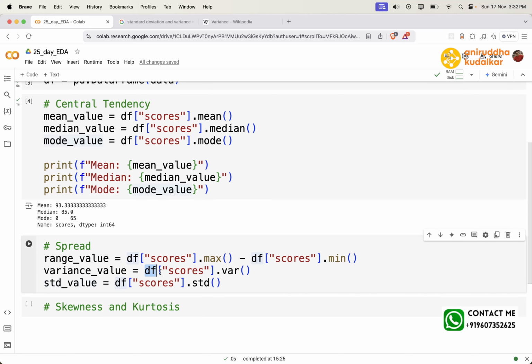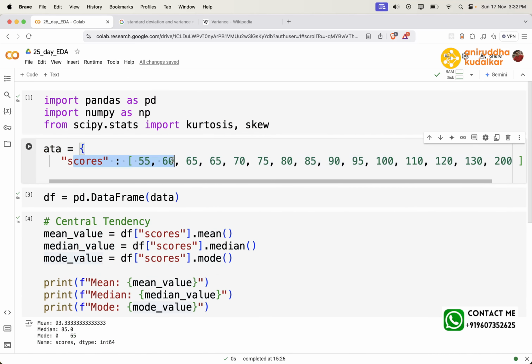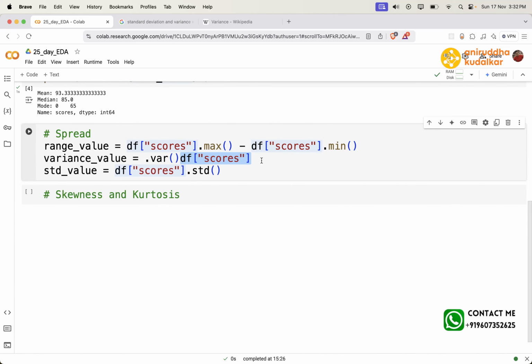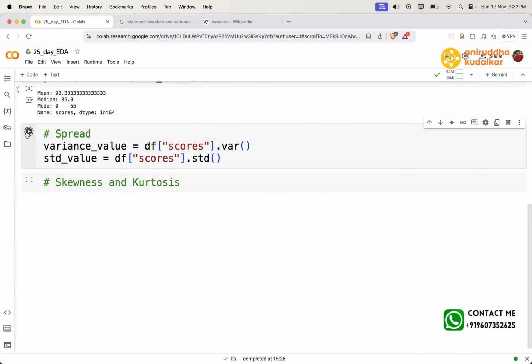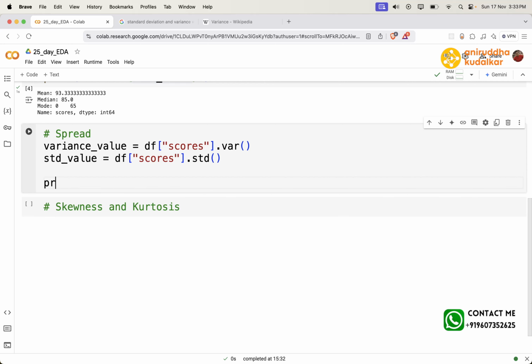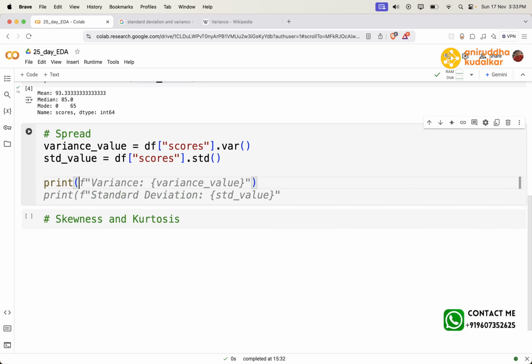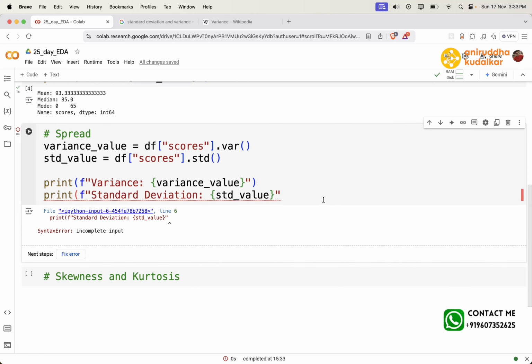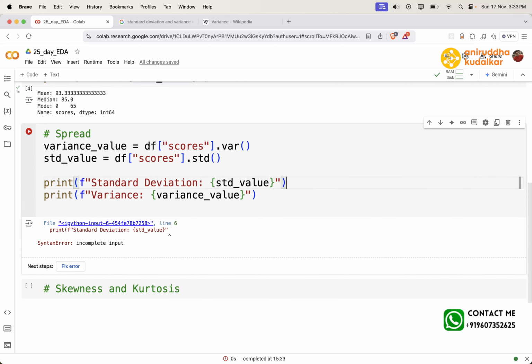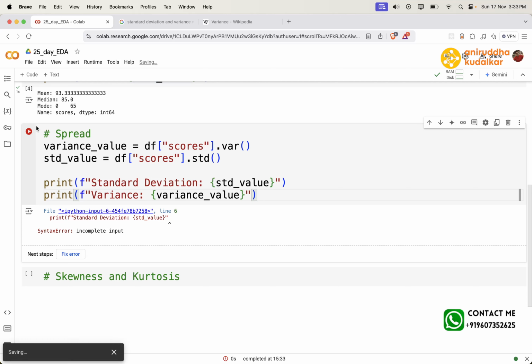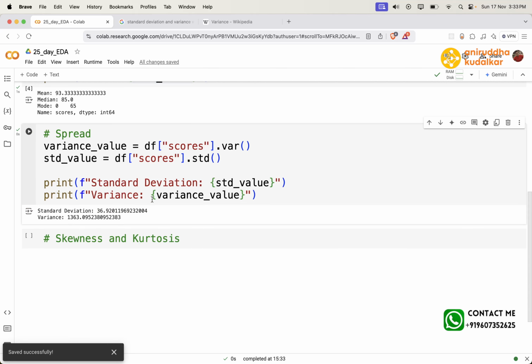See here, df scores is our array. Dot var means the variance. Just remove this and run it. So here you can print the variance and the standard deviation. The standard deviation is 36.920, and the variance is 1363.